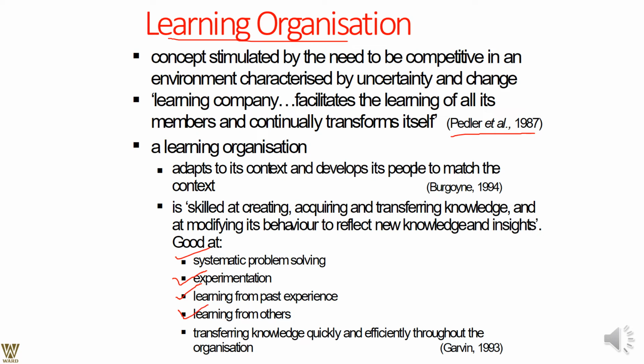Most intelligent organizations would always learn from others. Remember, an intelligent organization would always learn from others, and an unintelligent or normal organization would be learning from their own mistakes. So definitely you need to learn from others. And last but not least, transferring knowledge, know-how quickly and efficiently throughout the organization, adapting to the new change and vibrancy in the environment, by Garvin, 1993. So that needs to be understood.